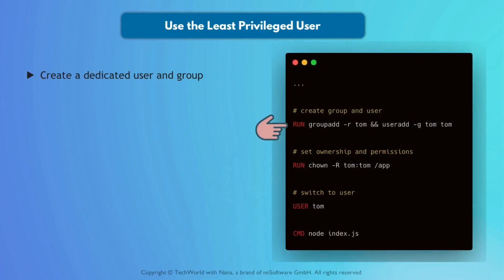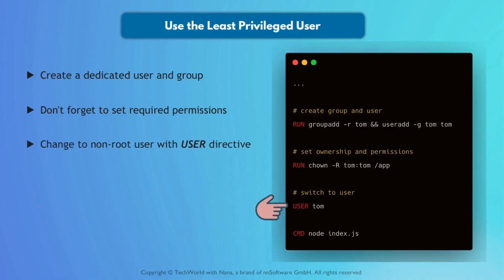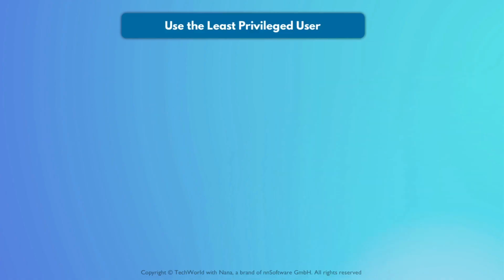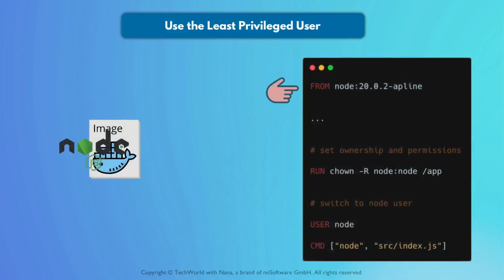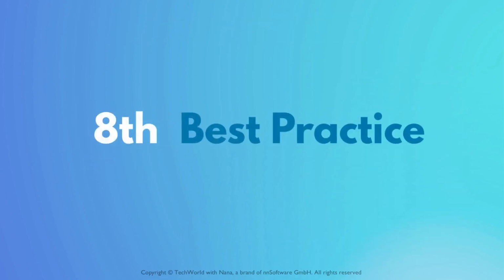To create the user and its group, you can simply run useradd and groupadd Linux commands like this. And once you have that user, to also run the application inside the container with that user, you can use a directive called USER with the username and then start the application. Conveniently, some images already have a generic user bundled in which you can use, so you don't have to create a new one. For example, the Node.js image already bundles a generic user called node, which you can simply use to run the application inside the container.